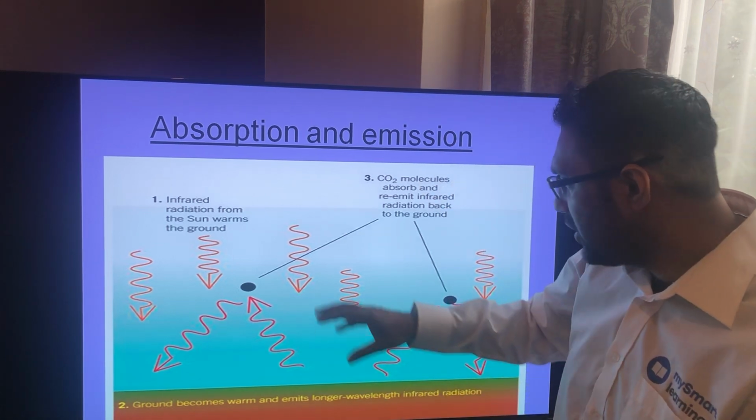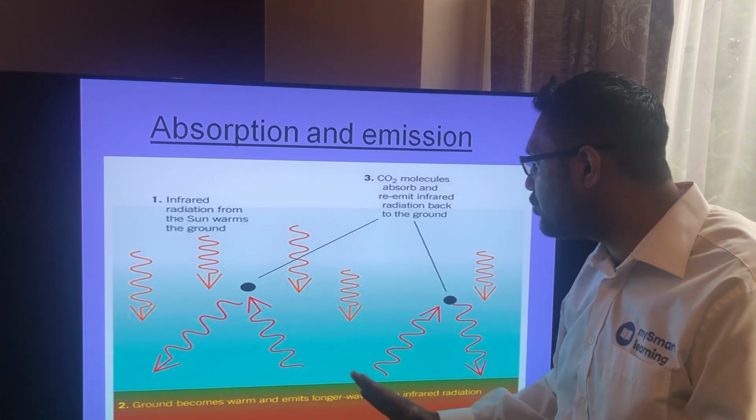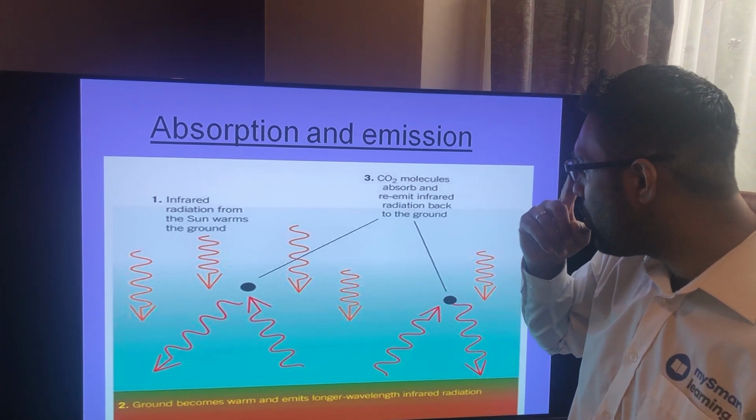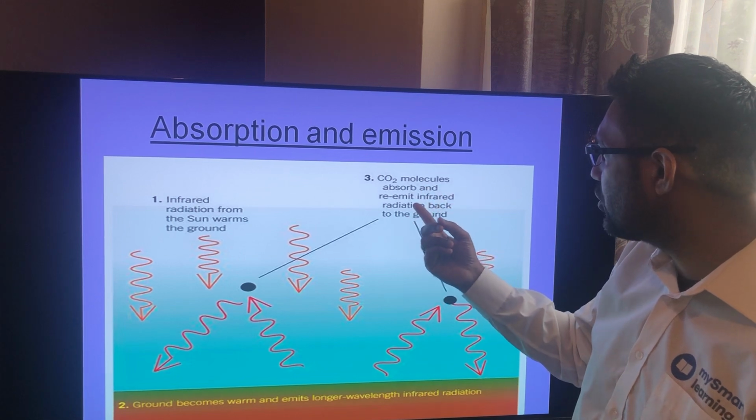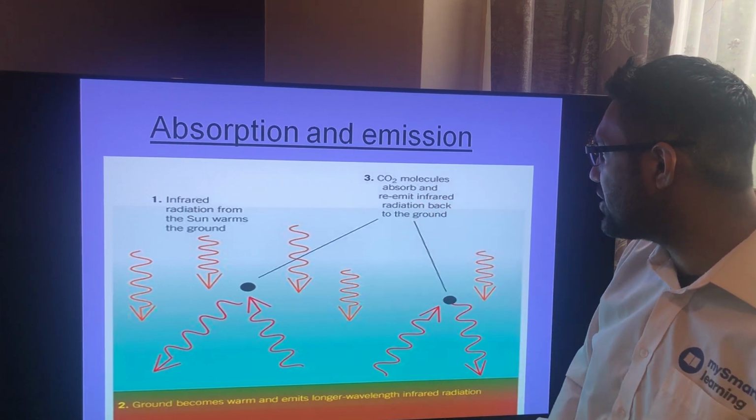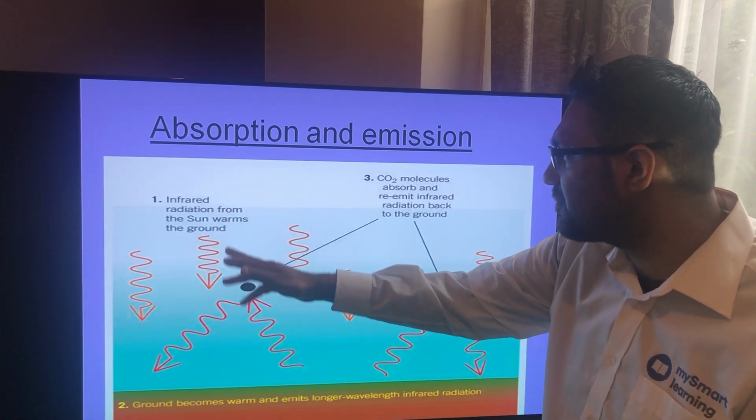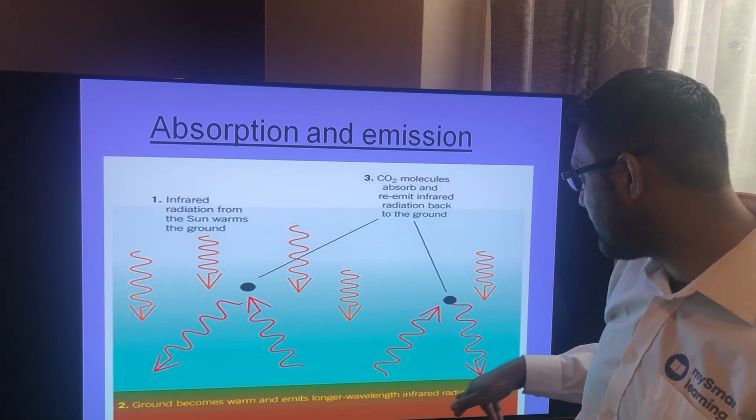Okay, so here is what you're getting. You get absorption of the infrared, and then some of the infrared just bounces and reflects back into space. But carbon dioxide acts as an absorber as well. Carbon dioxide molecules absorb and re-emit infrared radiation back to the ground. So as some of that infrared radiation from the sun warms the ground up, the ground becomes warm and emits longer wave infrared radiation.